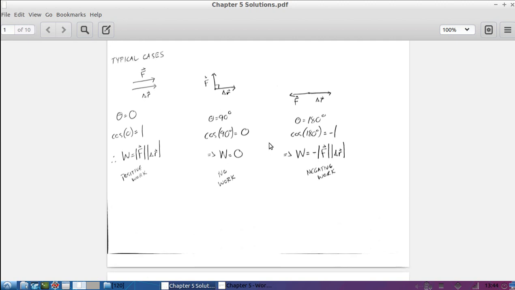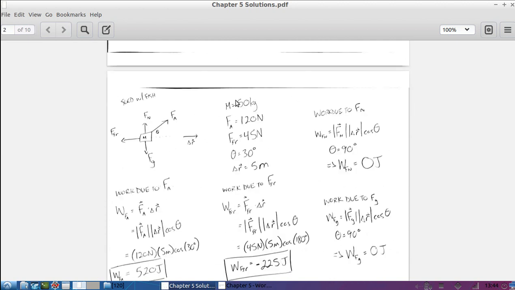Right? So these are going to be our most common cases. You'll see some forces acting at angles. So use the formula, make sure you measure the angle between the force and the displacement vector correctly. Just calculate it. And you'll get the work.